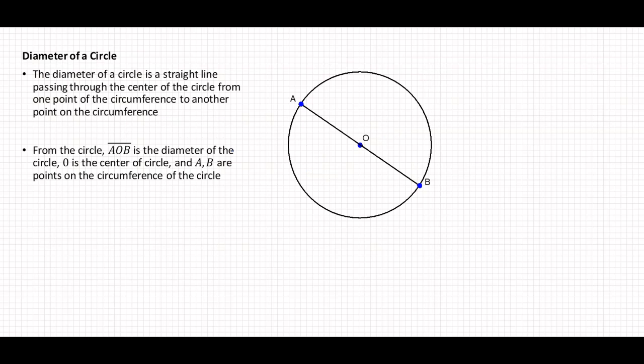Now your diameter is a line that joins one point on the circle to another point on the circle, with an important note here: it has to pass through the center of the circle. Another way to look at this is that the diameter is the line that cuts the circle into two equal parts. That's another way to look at a diameter.